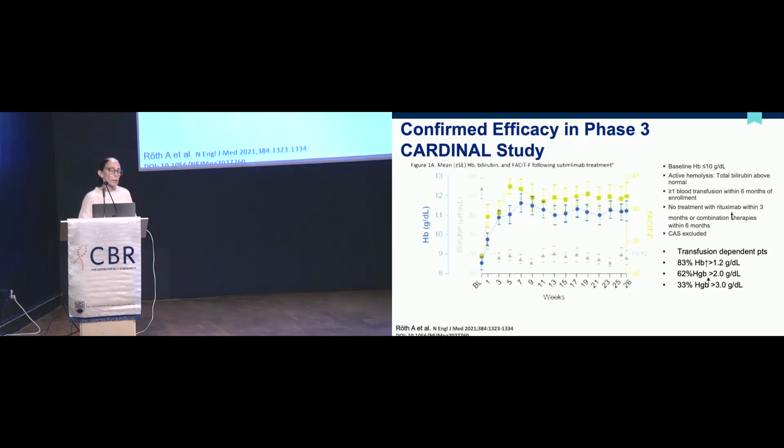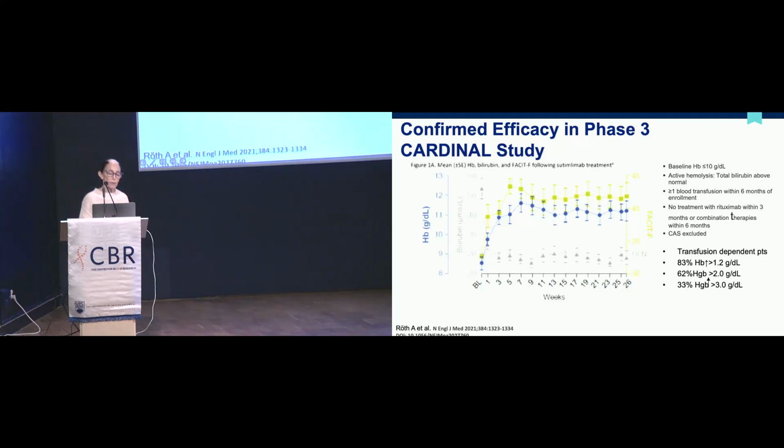So this was studied in several different populations. The first trial was the CARDINAL trial, where they looked at patients who had hemoglobins less than 10, and they had active hemolysis, and they had a requirement for at least one blood transfusion in the last 6 months before enrollment. They were not treated with rituximab for at least 3 months, and most of them had failed previous therapy or any combination therapy. And cold agglutinin syndrome was excluded.